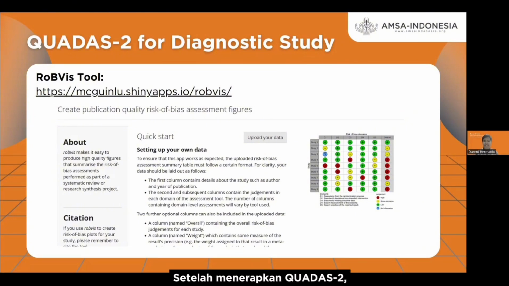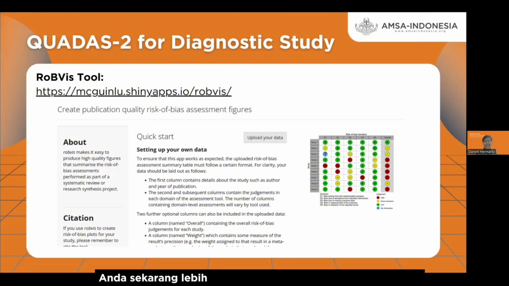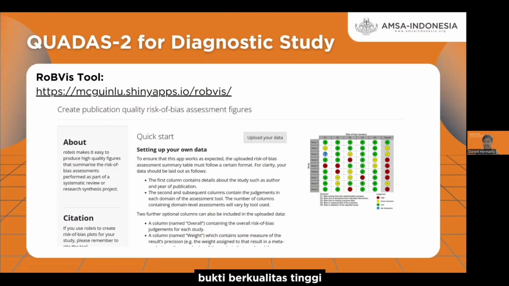Having applied QUADAS 2, you are now better equipped to differentiate robust, high-quality evidence from studies with methodological limitations. Throughout evaluation, these details are crucial for interpreting diagnostic research and improving the credibility of your review.